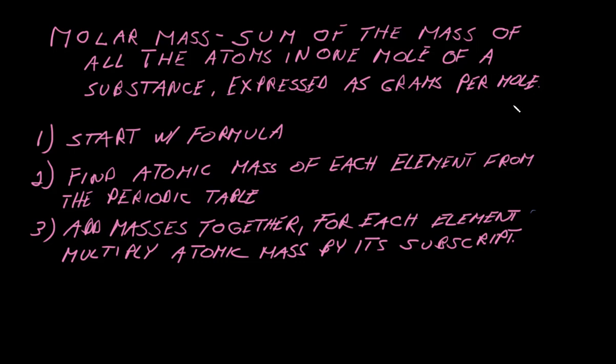Molar mass is the sum of the mass of all the atoms in 1 mole of a substance, and it's usually expressed as grams per mole. And there's really three rules, if you will, steps to do this.